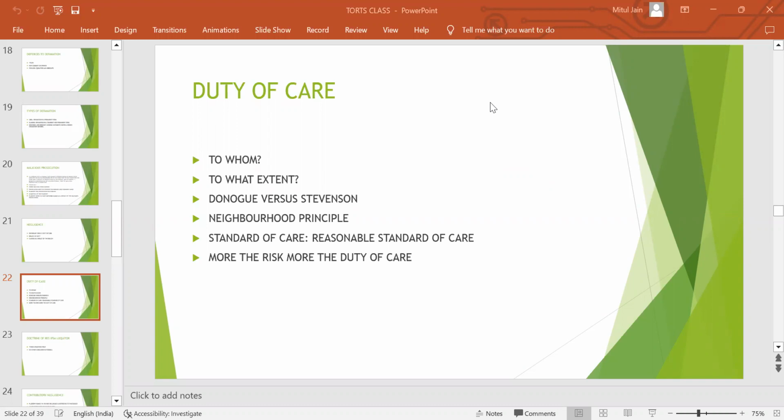Now, so this is the principle of duty of care. So we just discussed to whom, that means duty of care against whom or towards whom. Now the second question is to what extent. That means to what limit this principle applies.